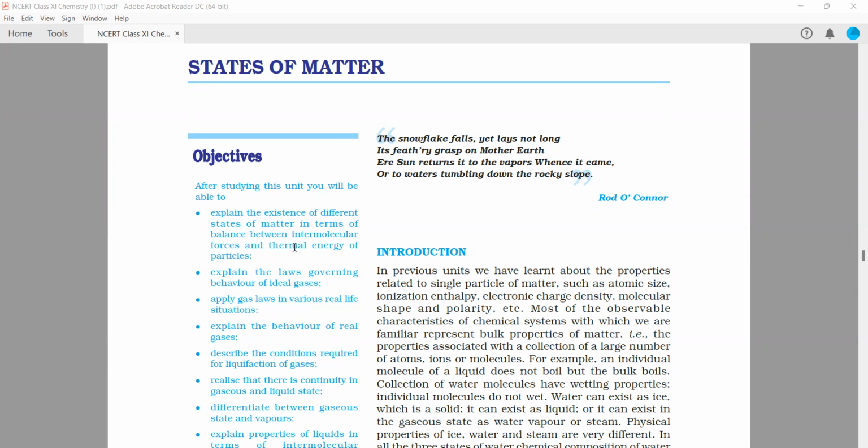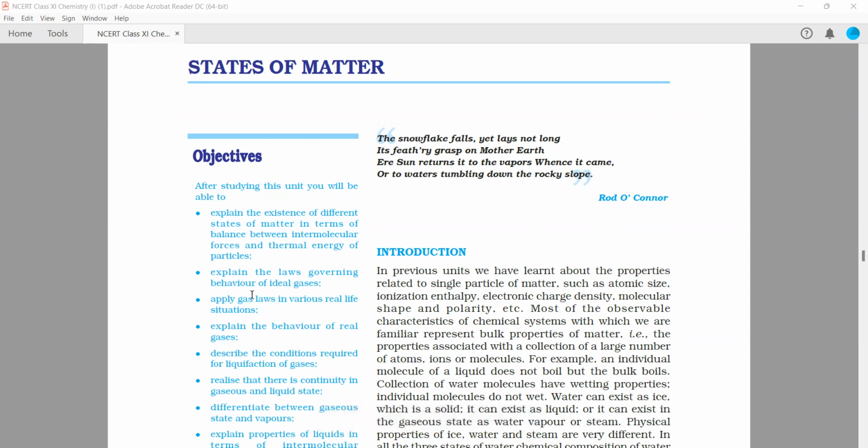and how they exist, okay? And what the various intermolecular forces and thermal energy of particles are. It will also explain the laws governing the behavior of ideal gases and apply gas laws in various real life situations. Explain the behavior of real gas. So this chapter will deal with all the laws of the real gases and the behavior of the real gases.